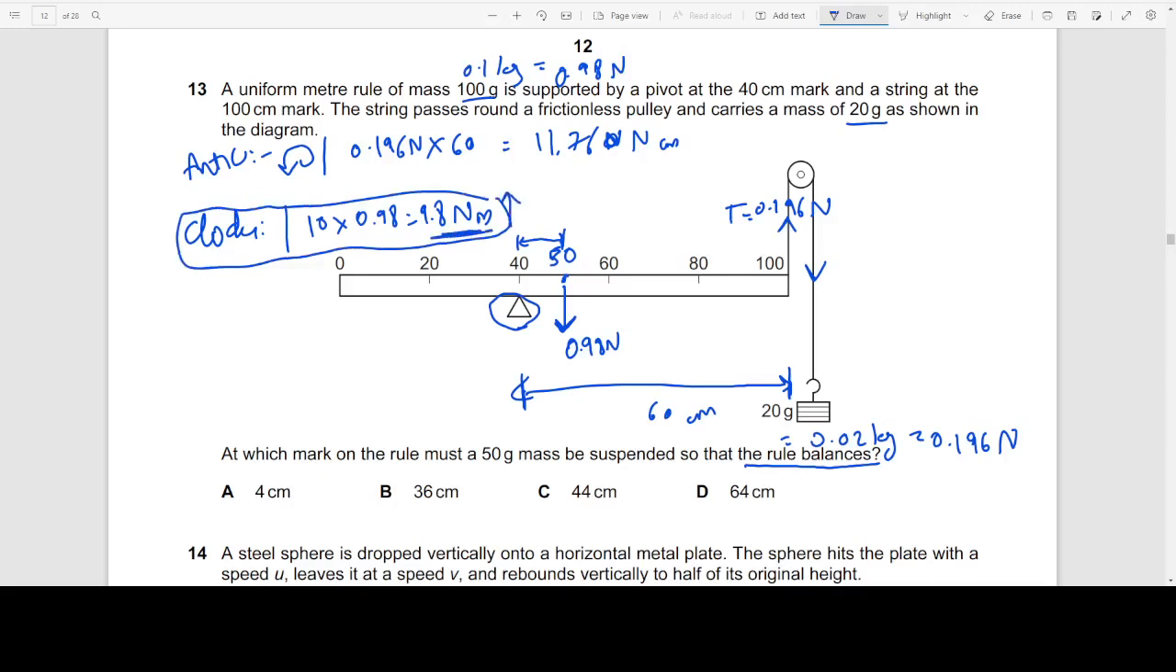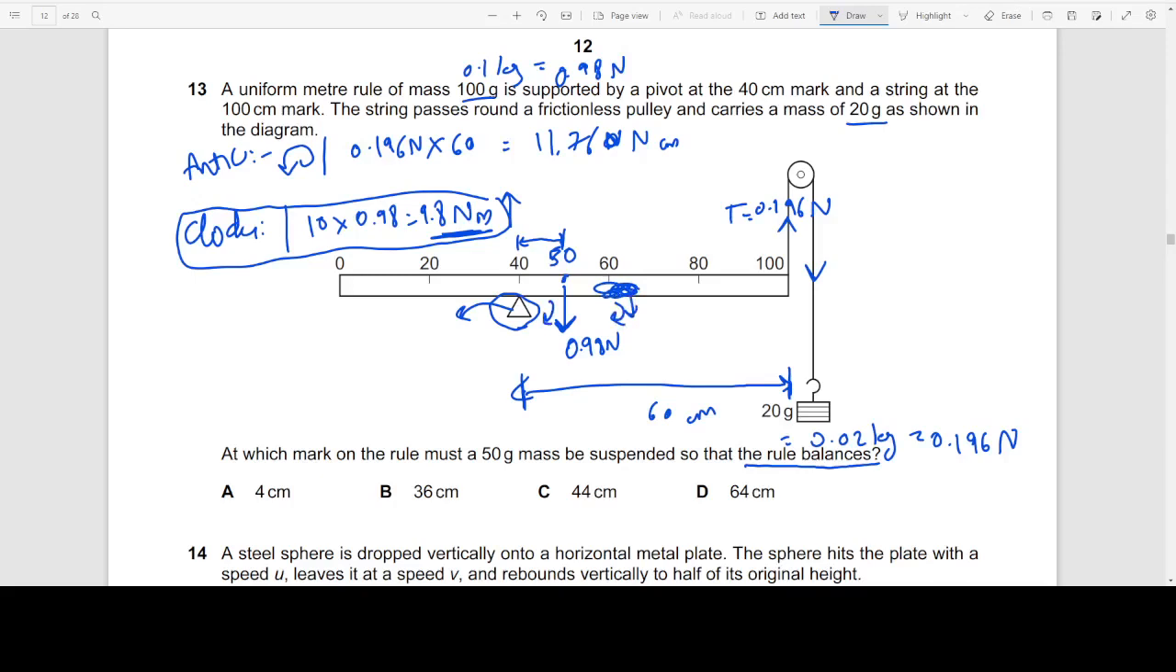So the extra mass should be kept on the right hand side of the pivot. Otherwise, if we keep it on the left hand side of the pivot, let's say over here, the mass would be like this and it would create an anti-clockwise moment with respect to the pivot. Correct? So we'll have to put the 50 gram mass towards the right of the pivot, somewhere over here, so that it will create a clockwise moment along with this center of mass.